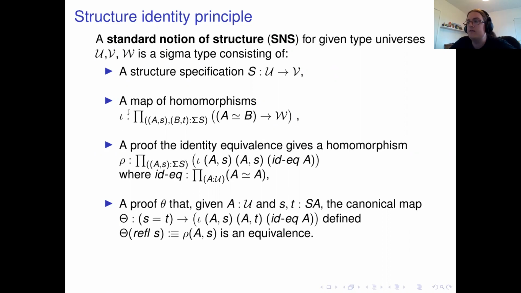The iota is the definition of homomorphisms, or structural equivalences, if you like, on terms of the structure with equivalent underlying types. The rho is a proof that equal terms of the structure, A S here, satisfy iota. And the theta is a proof that, given a type A and two terms of S A, the map S equals T to iota A S A T is an equivalence.